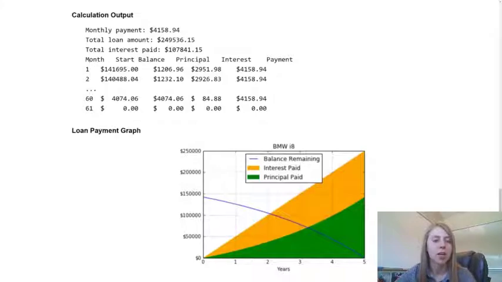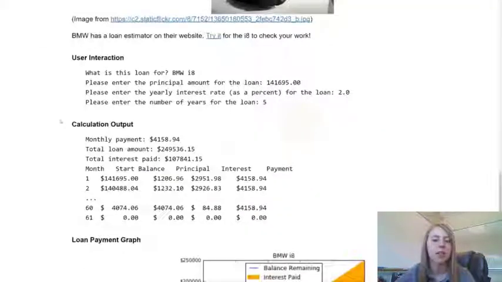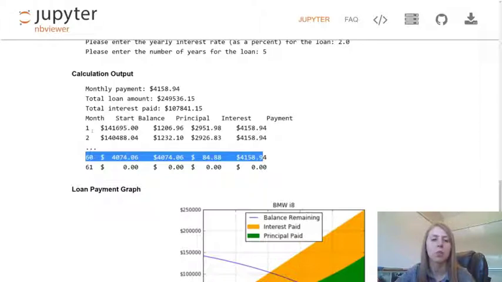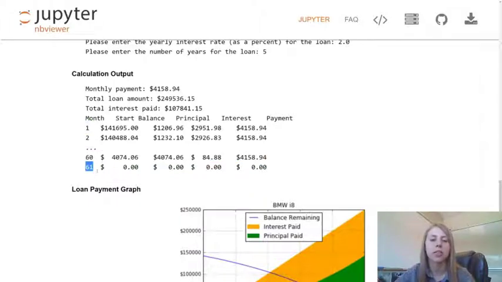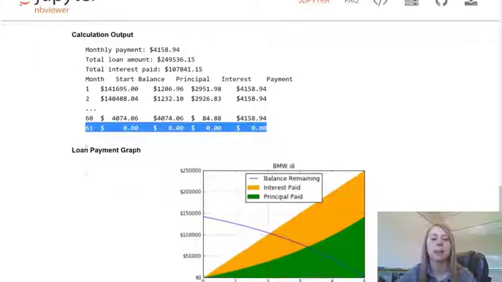Okay, so moving on to the loan repayment schedule. So this is going to show the first couple months what your starting balance is, how much you are going to pay in principal and in interest. These columns are not quite lined up in Jupyter Notebook, but that's okay. They're still in the same order. And then the last month's payment, okay, this is one-based indexing, and then make sure your math works out such that your 61st month, or the first month after the number of years times 12, everything is a zero balance.